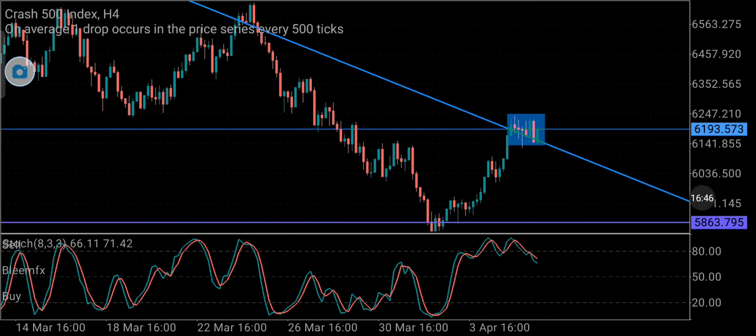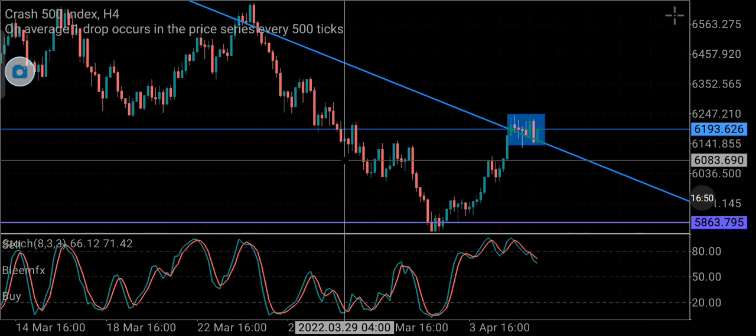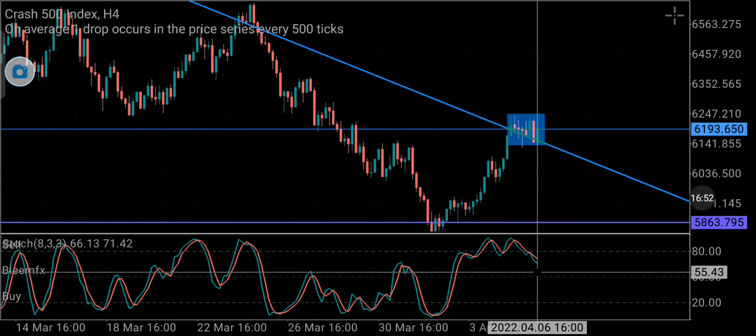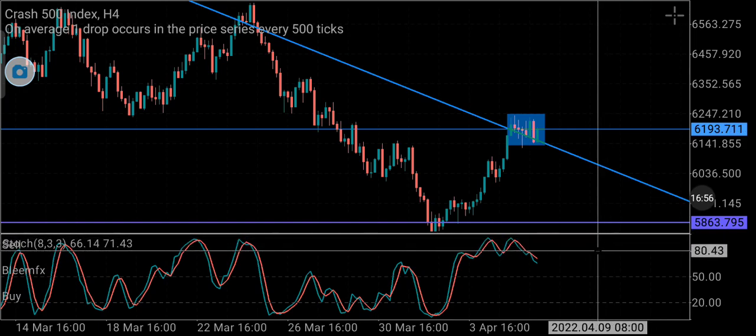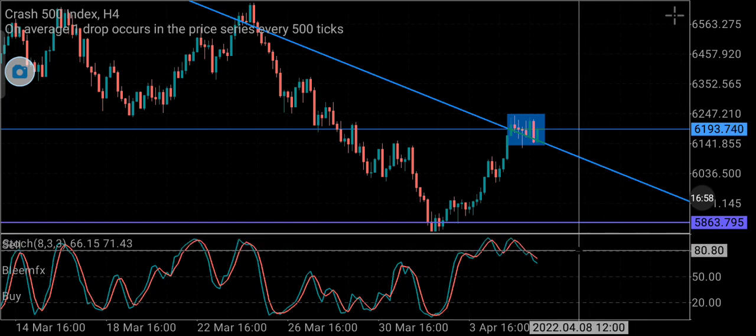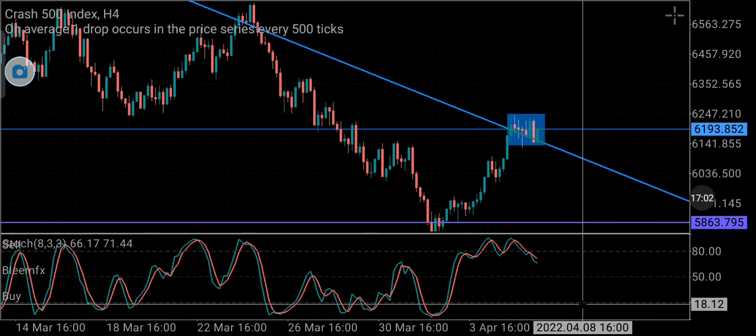What are you looking for right now? What is the stochastic telling you? Guys, let's see. You can see that the stock is currently coming down out of the level 80. The level 80 is known as the overbought level, while the level 20 is known as the oversold level.